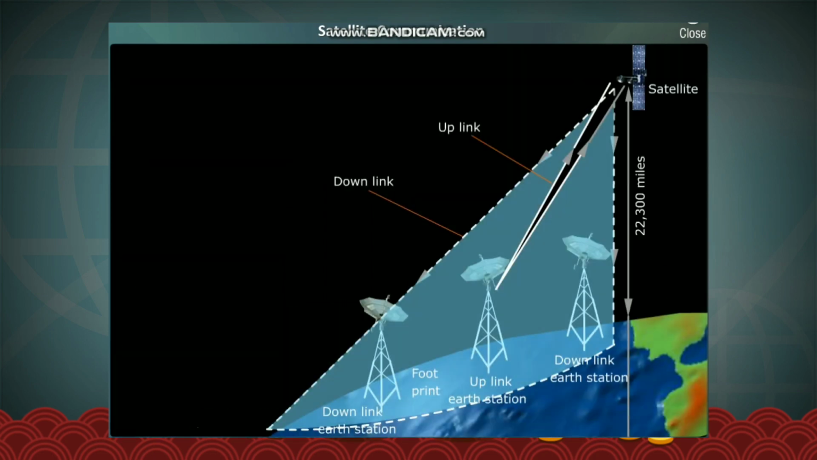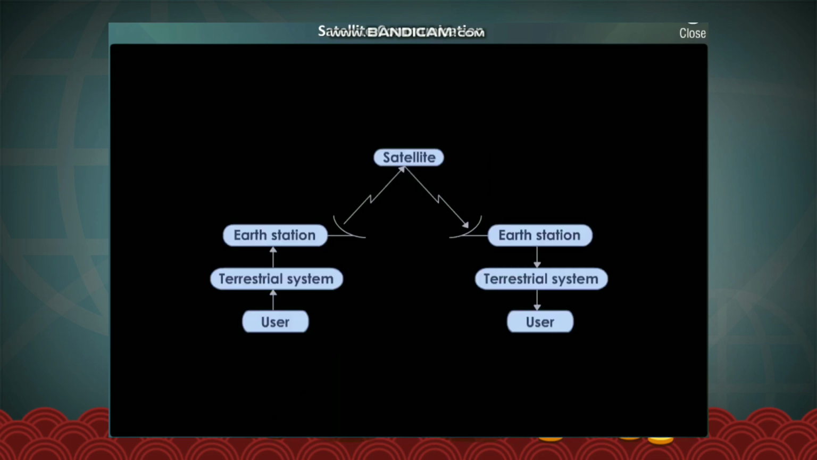Here you have the schematic representation of the principle of satellite communication. To avoid confusion, the uplink and downlink frequencies are kept different. To understand the principle of satellite communication system, go through the block diagram displayed here.